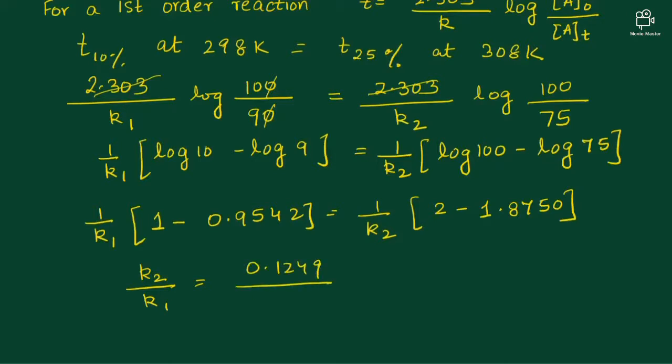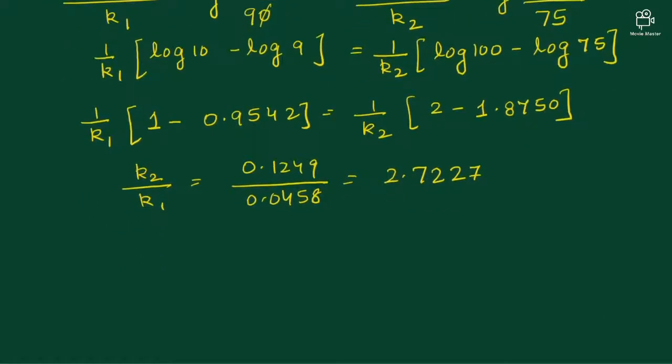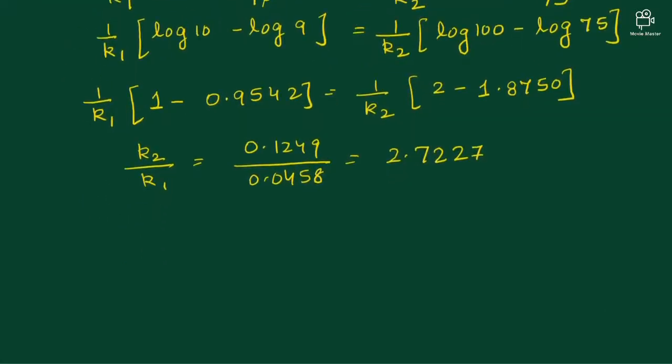So I get over here K2 by K1 is equal to 0.1249 divided by 0.0458. We leave it as a value 2.7227, depending upon what method you are using, whether you are using a calculator or you are doing it manually. The value at the third or fourth decimal place may be slightly different. Don't worry, don't panic, stay relaxed, you are doing great.